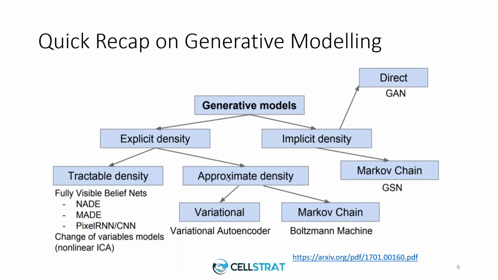Now, this particular density is intractable. Since it is intractable, to make it tractable, we do some approximation. That's why this is known as approximate density. We'll see this in variational autoencoders today, and why we call it approximate density, because of the intractability challenge. Next is Markov chain. And in implicit density, we discussed GAN just now. Apart from this, we have something called GSN, which is Generative Stochastic Network.